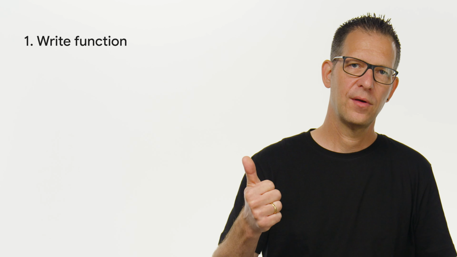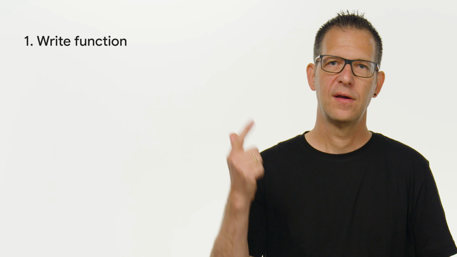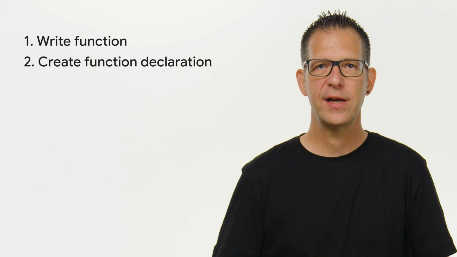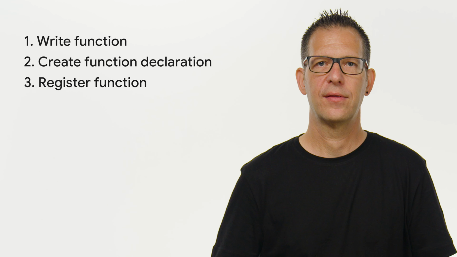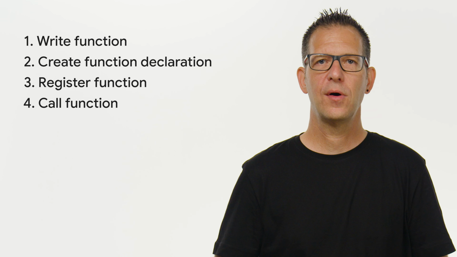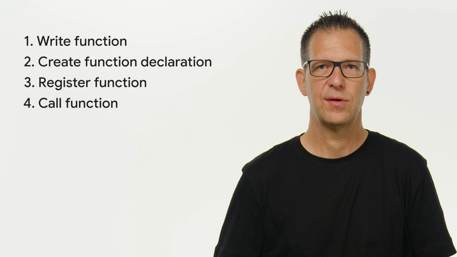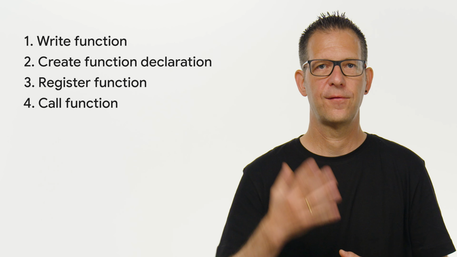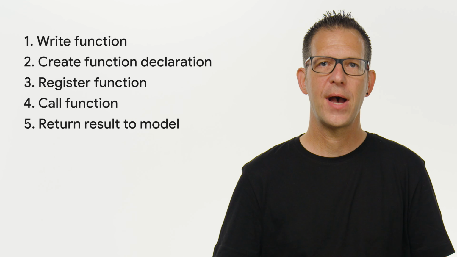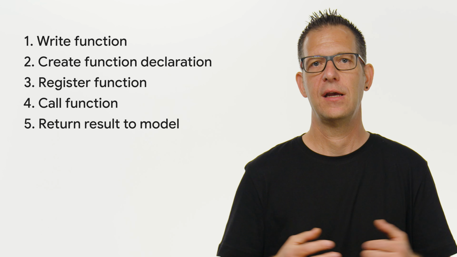Let's take a look at how we can implement a timer for our meal planning app. To implement function calling with Firebase AI Logic, we have to follow these steps. First, we need to implement the function. In our case, that's a function that starts a local timer. Second, we need to create a function declaration that helps the model understand what the function can do. Third, tell the model that the function exists. Fourth, when the model realizes it needs to use the function to answer the user's request, it will ask the app to call the function. And fifth, return the function's result back to the model so that the model can generate its response.